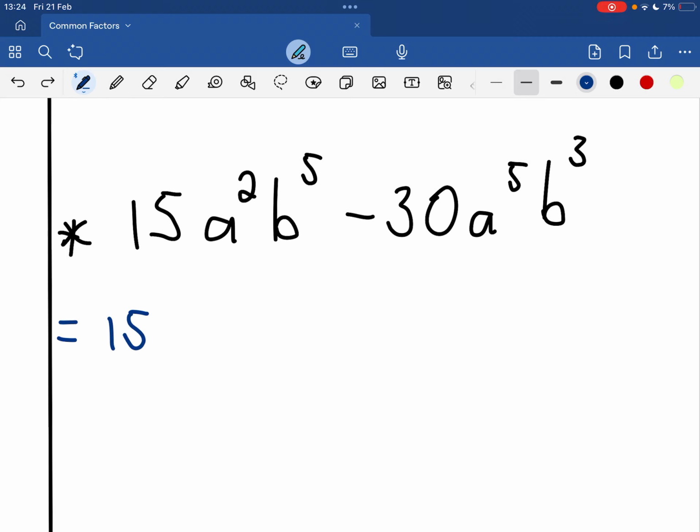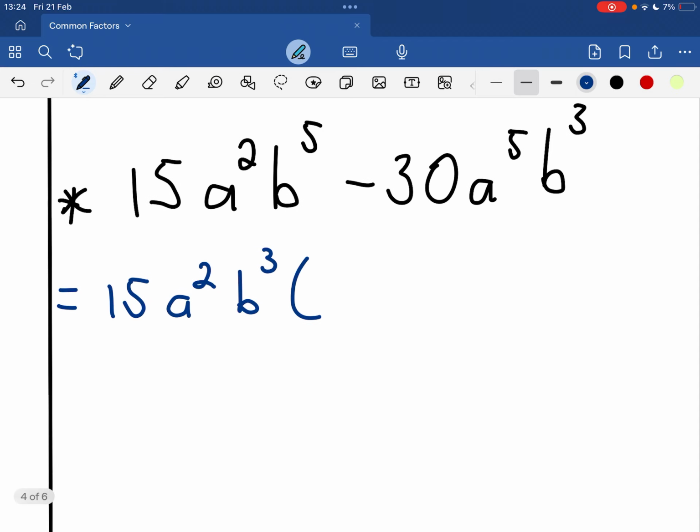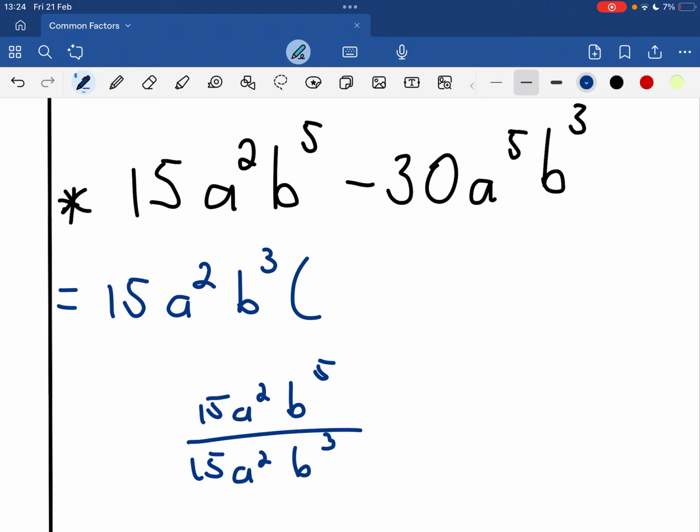So when it comes to numbers, the common factor is 15, but we also have a and b appearing in both those terms. A appears here and a appears there. B appears here and b appears there. So they should also be common factors. We would take a squared because it's the lower of the two. We would take b to the 3 because it's the lower of the two. Great. What would we be left with? Well, in this term, we have 15 a squared and b to the 5. If we divide it by 15 a squared and b to the 3, 15 and 15 cancel away, a squared and a squared cancel away, b to the 3 leaves me with b squared. So all we're left with is b squared.